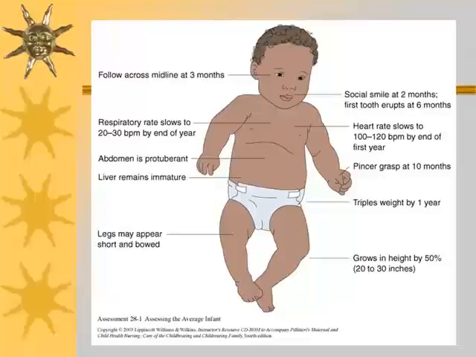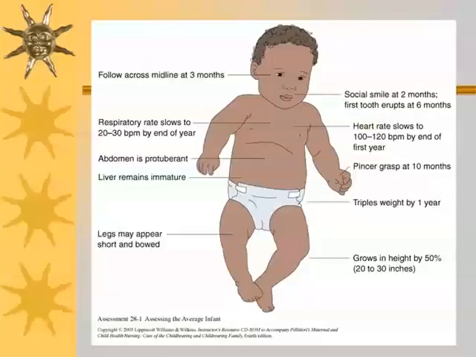We're starting, I just want to go through the different stages, starting with an infant. And an infant would be defined as from birth to a year of age. If you really want to get technical, from birth to 28 days of life would be considered a neonate, and then from that 29th day through their first birthday would be considered infancy.